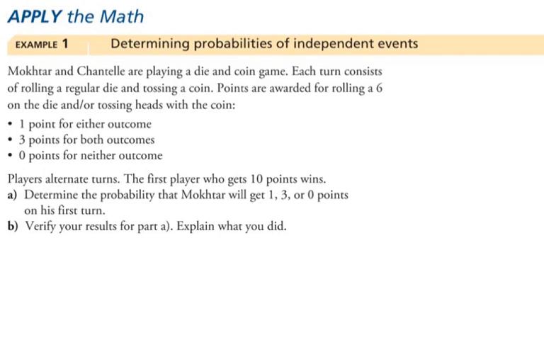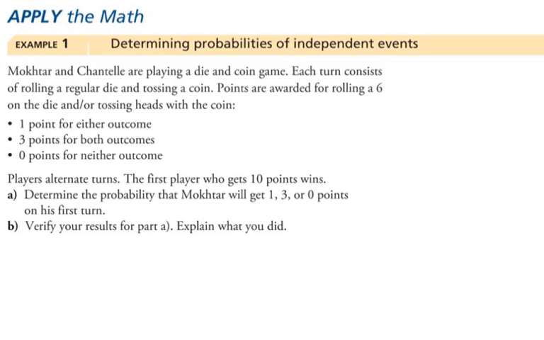So, in this example, we have two independent events. The game here consists of tossing a die and flipping a coin. Neither of those events has any impact on the other one, so they are independent. And the way this game works is, on each turn, you toss the die, you flip the coin, and you are awarded points if you get a 6 on the die, and or you toss heads with the coin. So you could do one of the two, or you could do both.